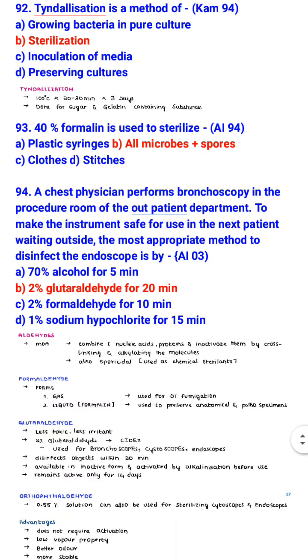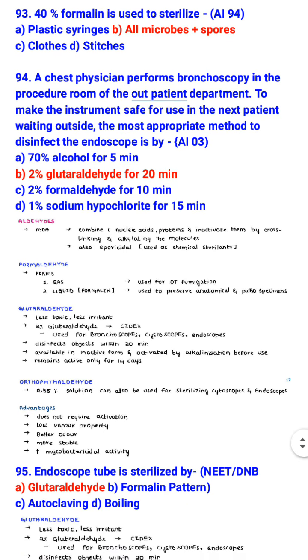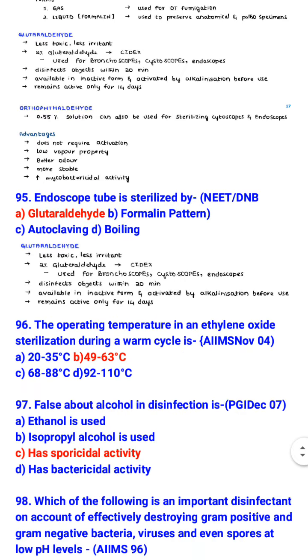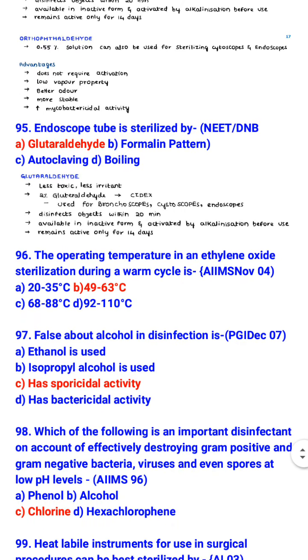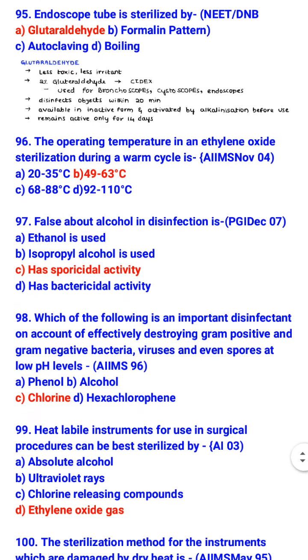A chest physician performs bronchoscopy in the procedure room of the outpatient department to make the instrument safe for use in the next patient waiting outside. The most appropriate method to disinfect the endoscope is by 2% glutaraldehyde for 20 minutes. Endoscope tube is sterilized by glutaraldehyde. The operating temperature in an ethylene oxide sterilization during a warm cycle is 49 to 63 degrees Celsius.